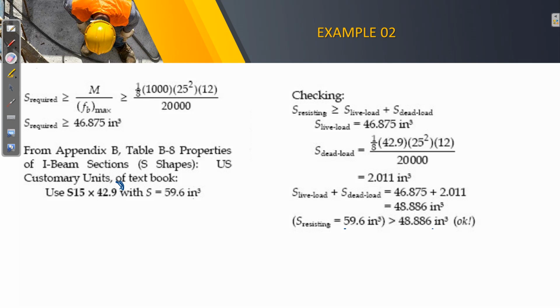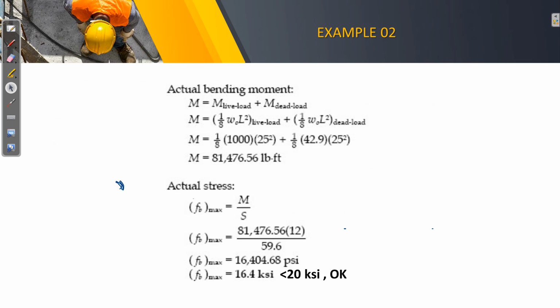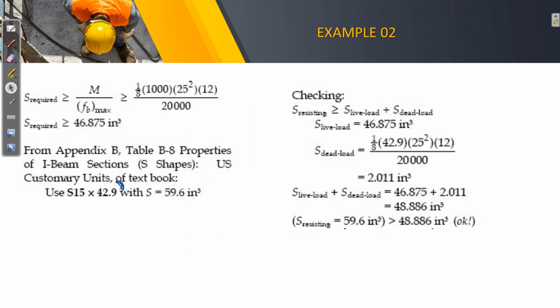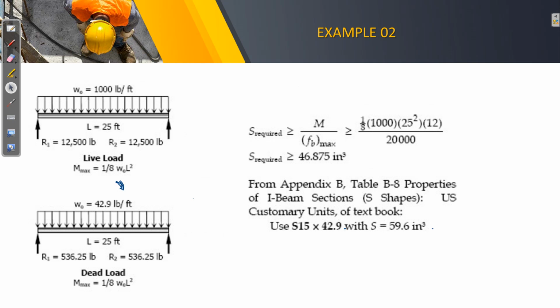We also need to check your moment. After checking S, we will now check your actual bending moment. For the actual bending moment, we'll just substitute your live load, the uniformly distributed load, which is 1000. Your length is 25 feet.